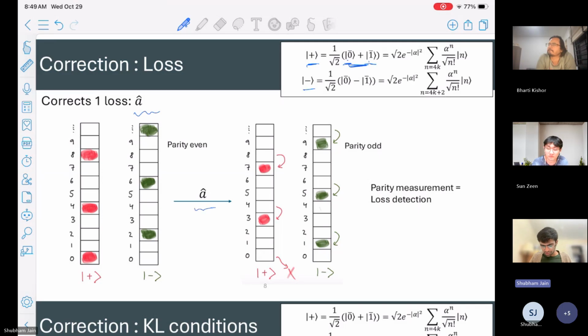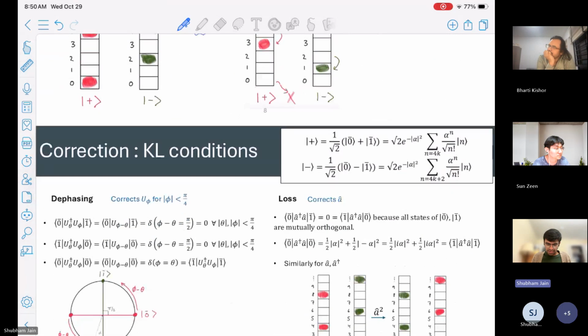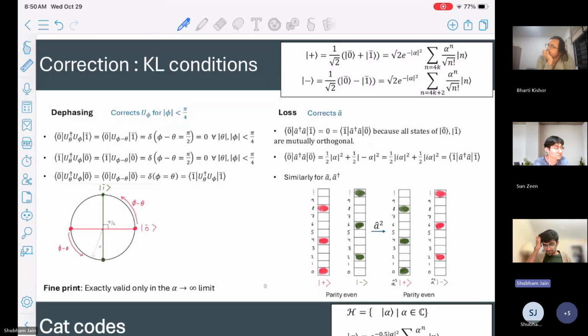If you have a single photon loss error, then everything goes down one level and you go from an even parity state to an odd parity state. To detect this error, you can just measure the parity of the system, mod 2. If you end up with an odd parity, you know that one loss happened and you can correct it. If you detect that it's still an even parity state, then no loss error happened, and essentially there was no error on the system to begin with. So this is intuitively how it corrects against loss errors. And now we can look more rigorously, using these Knill-Laflamme conditions, at how these codes work.